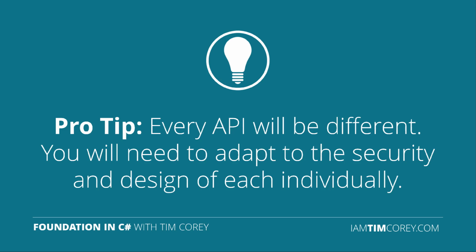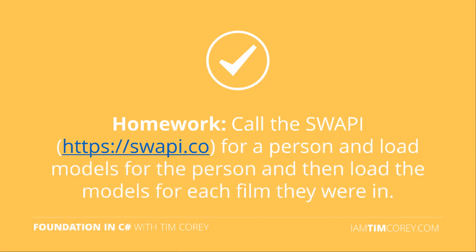Okay? Now, let's look at today's homework, which is call the Swappy, which is a Star Wars API. It's a fun little API. It's free to use. Don't abuse it. Don't call it 1,000 times a second. Okay? But you can use this as a sample or a test API. Now you can pull up a person and load the models for that person, and then load the models for each film they were in. I'm going to show you that, okay? So we need person, we need the films they're in.